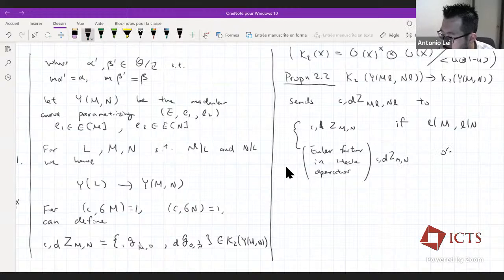Otherwise, like I said, I'm not giving you the precise detail of the Euler factor because there are different cases to consider and it's kind of complicated to write out. But the point is that it resembles a lot of what we are looking for in an Euler system.